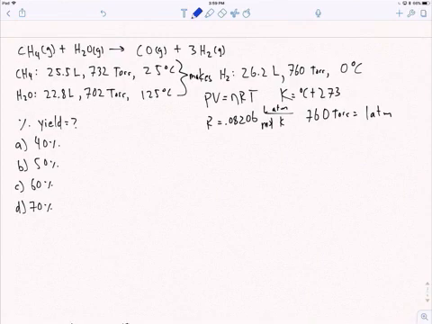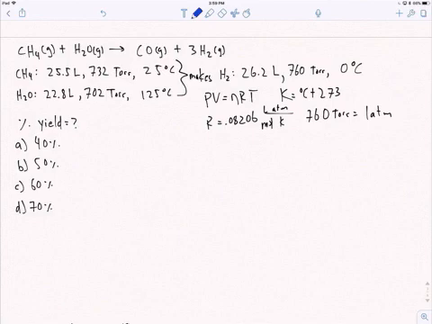Last problem. So we have methane plus water making carbon monoxide and hydrogen. So this is actually one of the few times the book is right. This is actually how we get hydrogen, is by steam reformation.